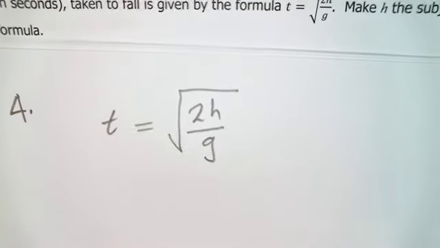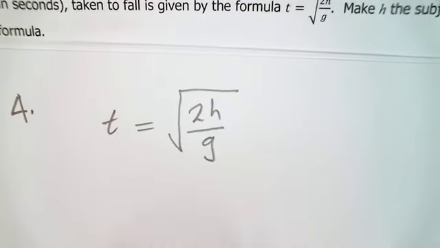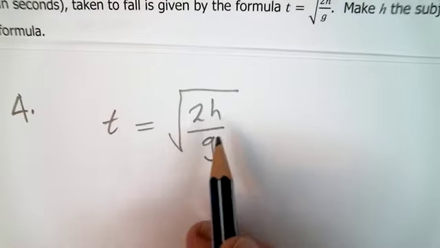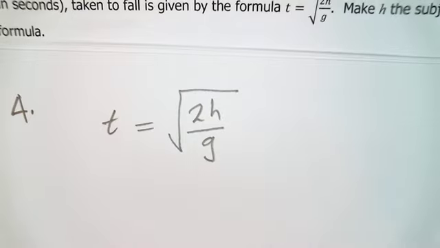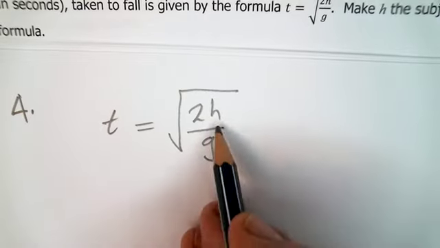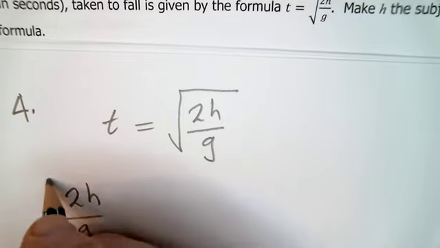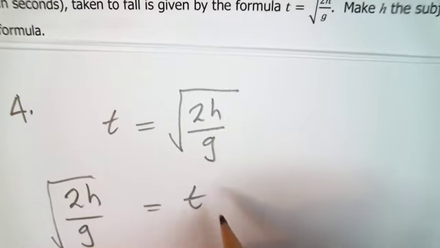So the first thing I would do is I would actually write this the other way around. Again, I would pop everything on the right on the left and everything on the left on the right, simply so I've got h ready to be made the subject. So let's do that now. So I'm going to say, square root of 2h on g is equal to t.